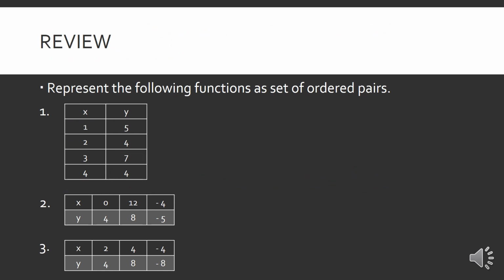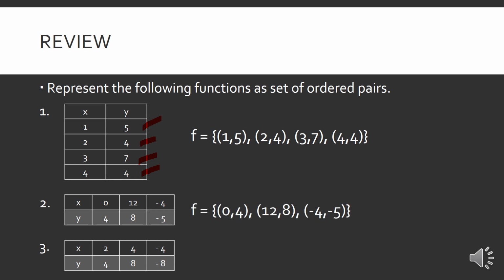Review. Represent the following functions as a set of ordered pairs. 1. So we have 1 and 5, 2 and 4, 3 and 7, 4 and 4. 2. We have 0 and 4, 12 and 8, negative 4, negative 5. 3. We have 2 and 4, 4 and 8, negative 4, negative 8.